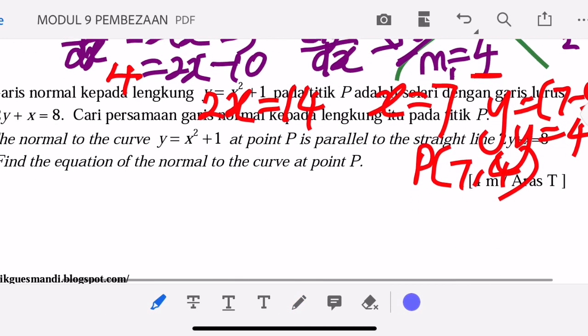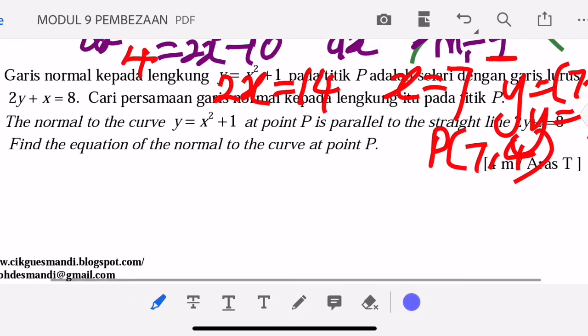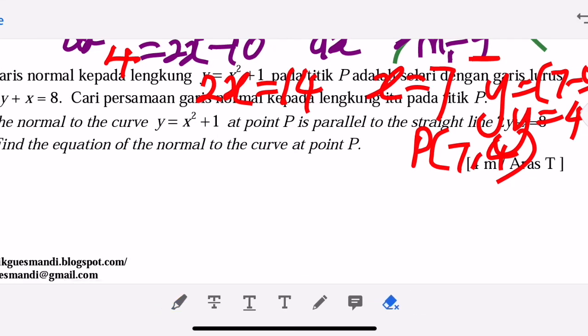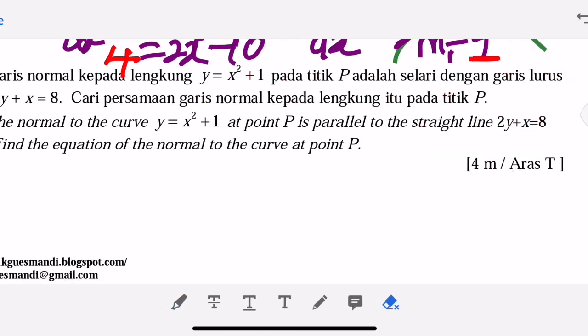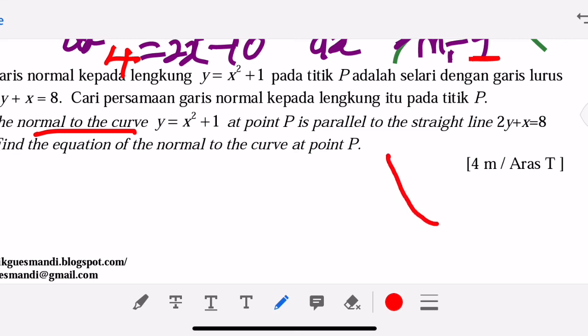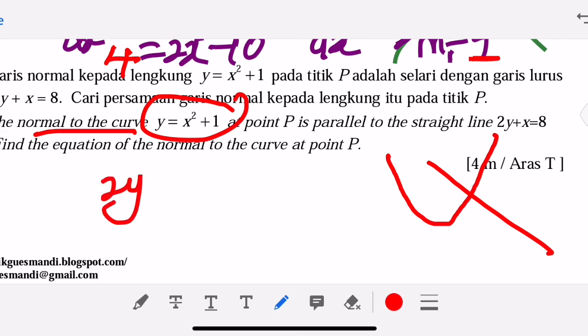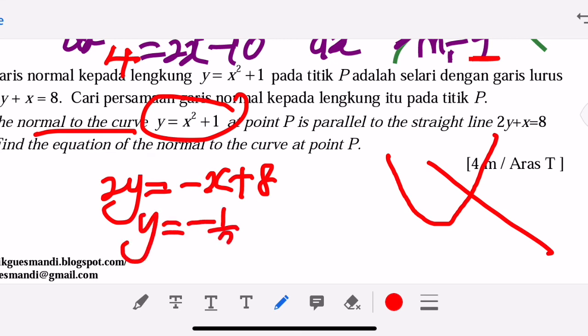Okay, no problem. Last question, right? For this question, let's see the normal to the curve, normal again. Let's roughly sketch out a quadratic function for this one. We have a normal that is parallel to the straight line. When we see the line, we always want the gradient, right? Divided by 2 is 4. So the m is negative 1 over 2.